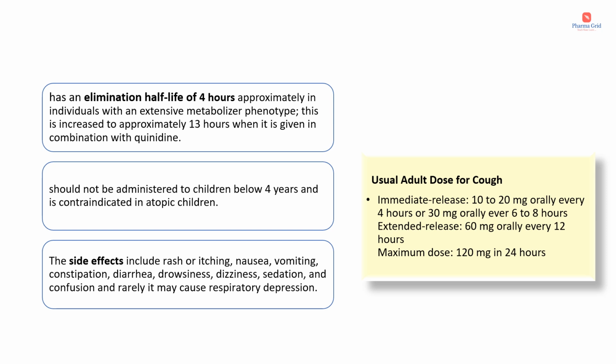Then usual adult dose for cough is immediate release dosage form 10 to 20 mg orally every 4 hours or 30 mg orally every 6 to 8 hours. Then for extended release preparation, the dosage is 60 mg orally every 12 hours. Then maximum dose is 120 mg in 24 hours.